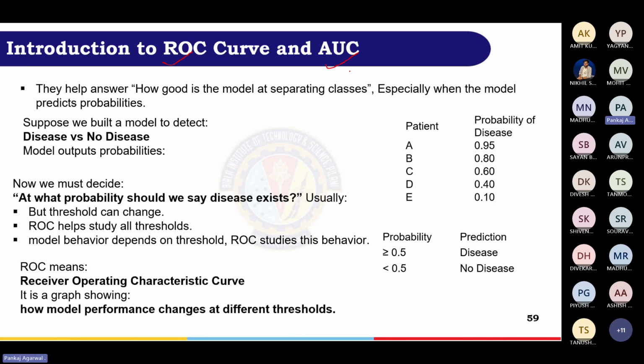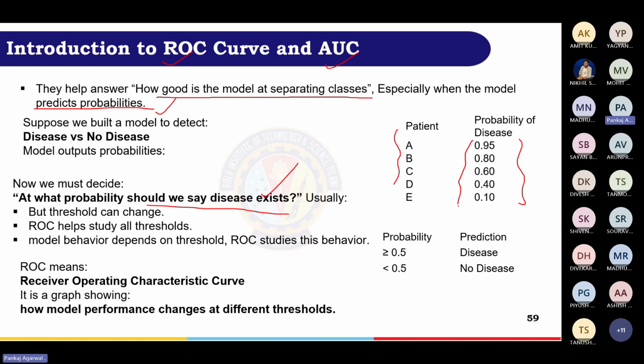See, the ROC curve and the AUC, right? What does it help you understand? How good is the model at separating the classes, especially when the model predicts probabilities, right? So this is the overall thought process for ROC curve and AUC. Suppose we build a model like this, for example, and these are the probabilities it is predicting. We need to decide at what probability we should say that a disease exists. That's a big question, right?